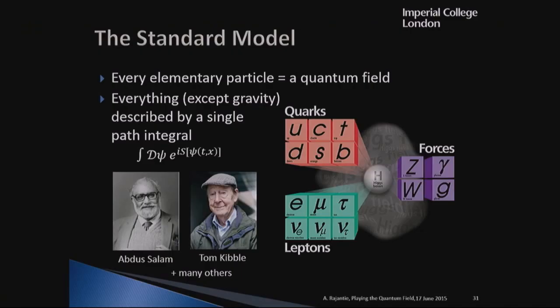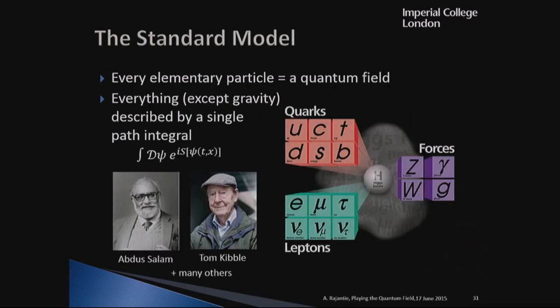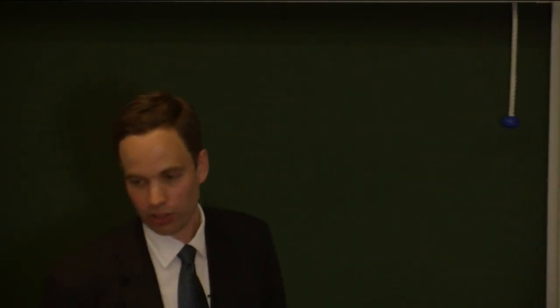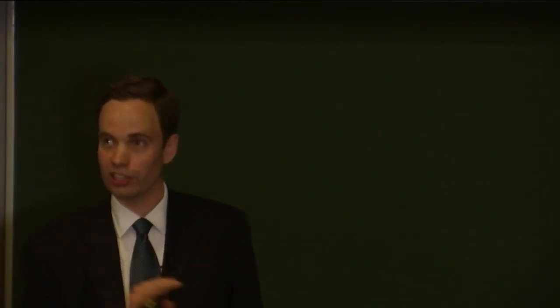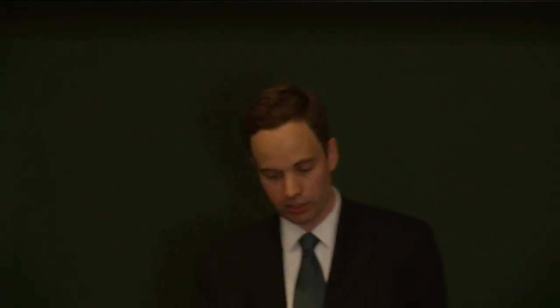Every one of these elementary particles that's shown here corresponds to a quantum field, corresponds to a variable in this integral. So we've got a single integral. This is an infinite dimensional, very complicated integral, but it's a single integral which we can write down, which describes all of these elementary particles and their physics. So basically, you can write down an integral which describes everything in nature except gravity.